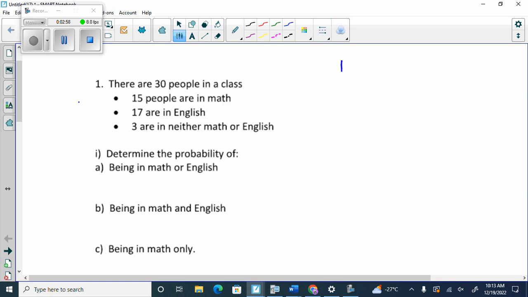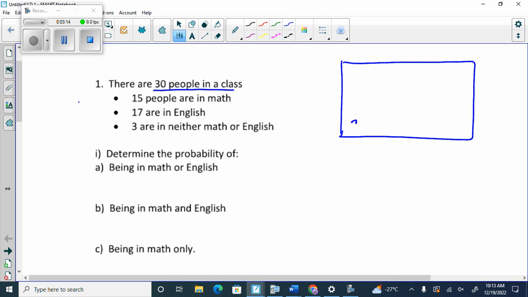But we have 30 people in a class total. Now I need to find the and first. If the and is 0, I have 2 Venn diagram circles that are not overlapping and it's mutually exclusive. So here it says 15 people are in math, 17 are in English, 3 are in neither. So I know at the very least there's a 3 out here. How do I find the and? Well, I take 30 minus 3, so I have 27 left for the snowman.